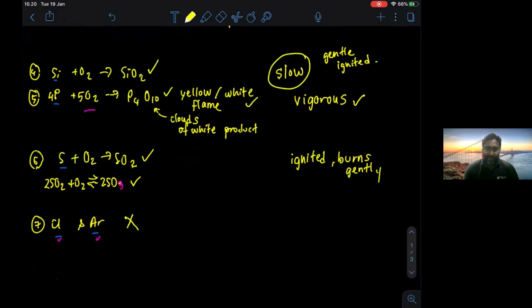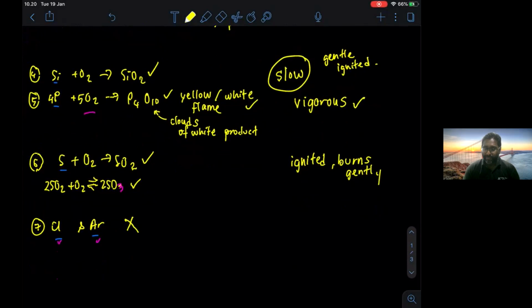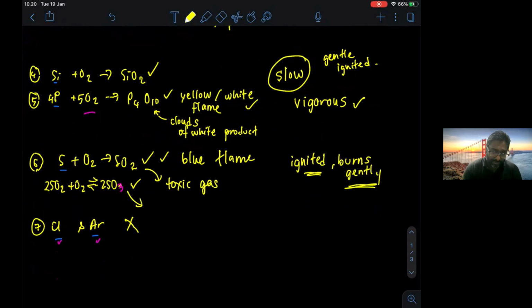For sulfur and oxygen, when ignited, it will burn gently. But the important thing that we need to know about this reaction is that it will give you a blue flame, and SO2 is going to be toxic. Toxic gas is going to be released. So SO2 is going to be toxic. The reaction of SO2 with O2 will give you SO3.